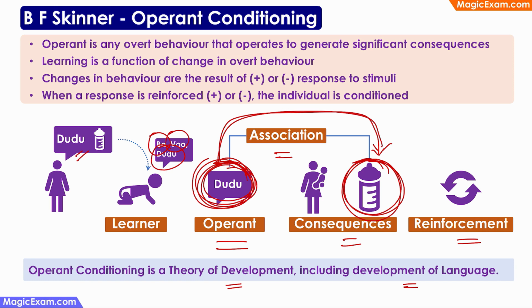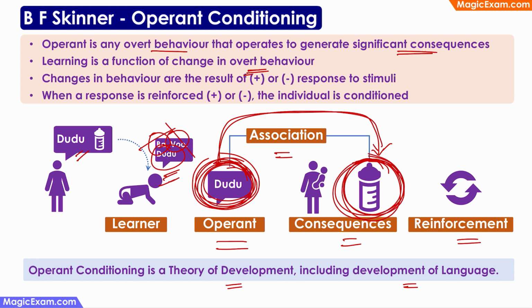And an operant is an overt behavior that operates to generate a significant consequence. So here the operant is saying these words and the consequence is the result. And learning is a function of overt change in behavior. That is, initially the child would say "ba" and sees that nothing happens. He says "woo" and nothing happens, but he says "duddu," then he gets milk. So he is learning to change his behavior. He realizes that "ba" and "woo" don't lead to anything, so there is no point in saying them. I might as well just say "duddu" because that leads to some consequence. So his behavior is changing because of the consequence.